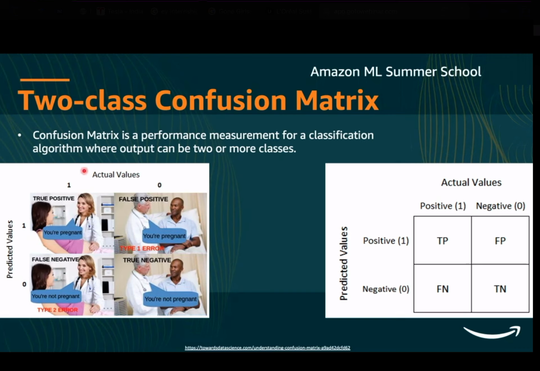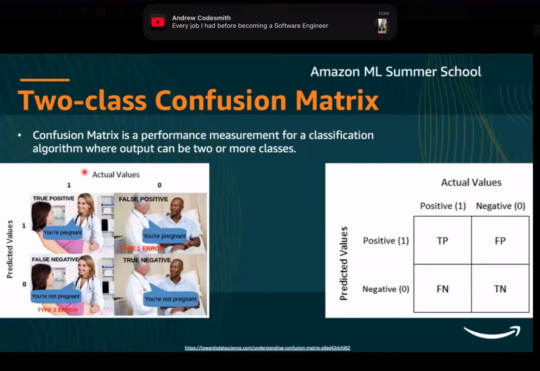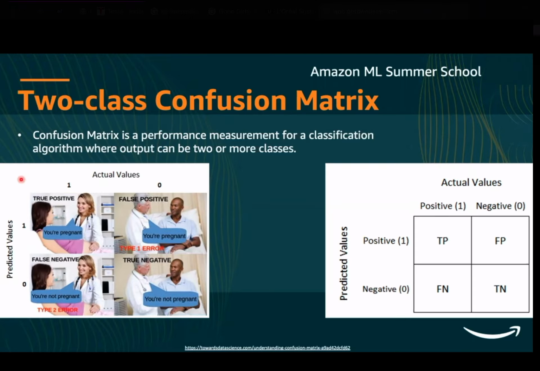Typically, it's a performance measurement for a classification algorithm where, as I said, it can be binary or multi-class classification. For a binary classification, on the left-hand side you'll see a pictorial example. For each sample, you might have a true label, which is either 1 or 0. Similarly, based on the thresholding, the model would predict either 1 or 0 for that given data point.